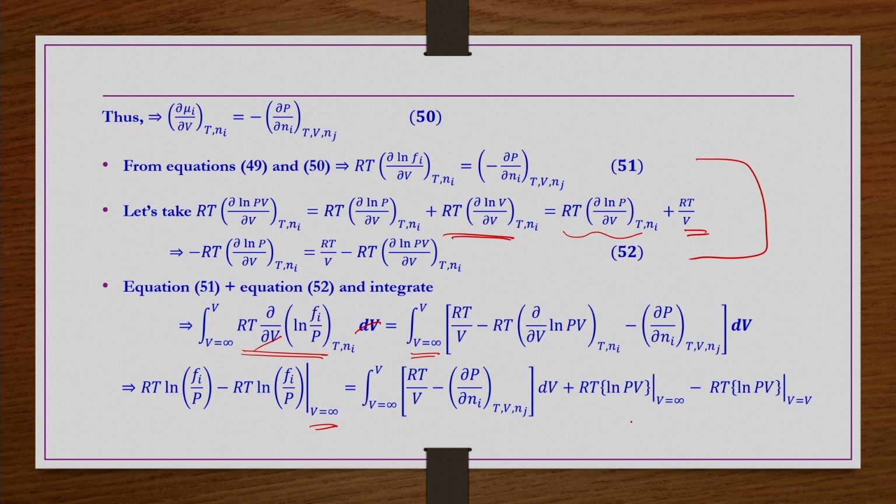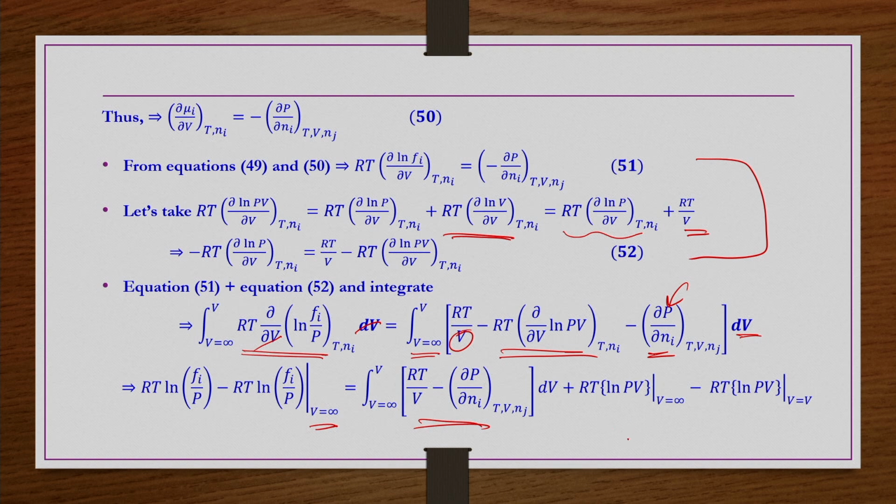And now, what is V we do not know, what is dou P by dou n_i we do not know. So, we cannot integrate these two terms. So, what do we write? We write the integral from V equal to infinity to V of RT by V minus dou P by dou n_i as it is, and this part, if you integrate, you will get RT ln PV, because RT dou by dou V of ln PV, and with respect to dV we are doing integration. So, that is d ln PV, and the integral of d ln PV is simply ln PV.